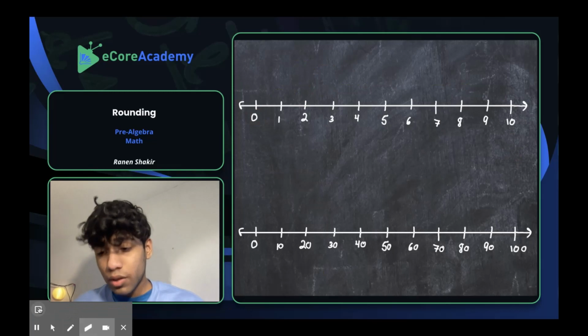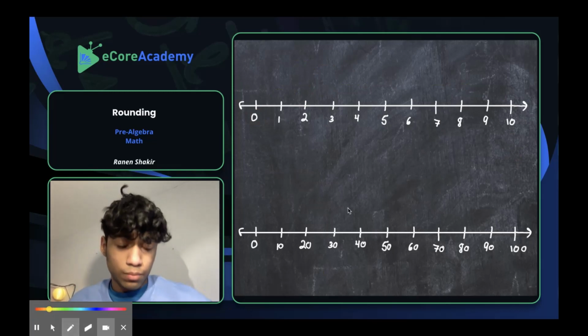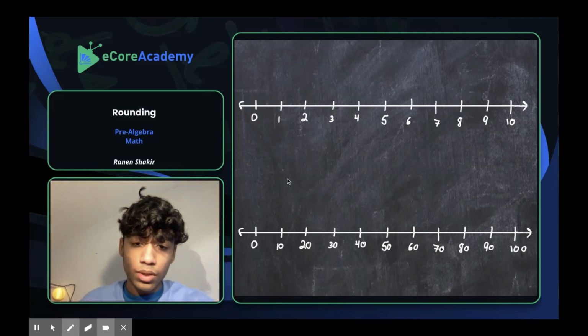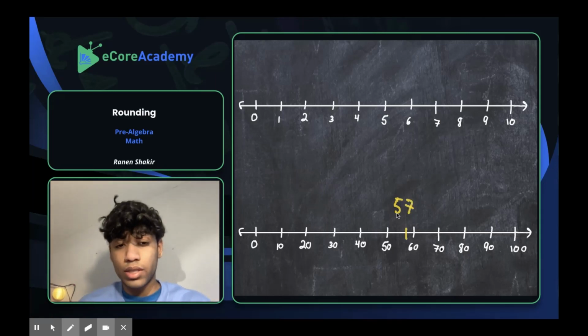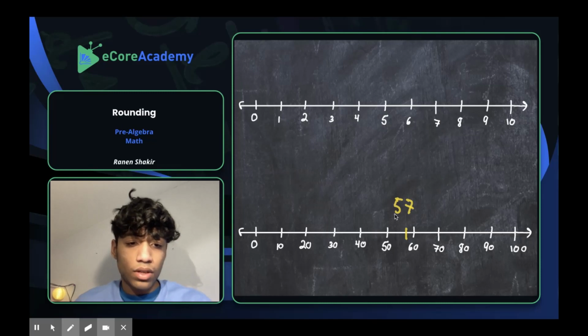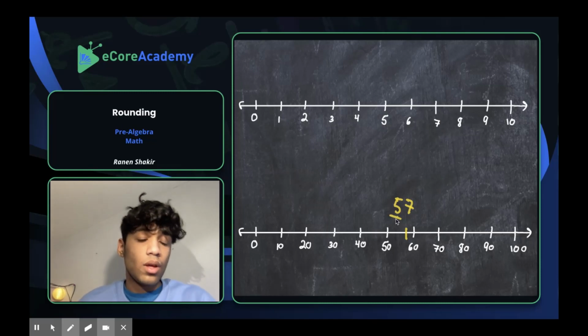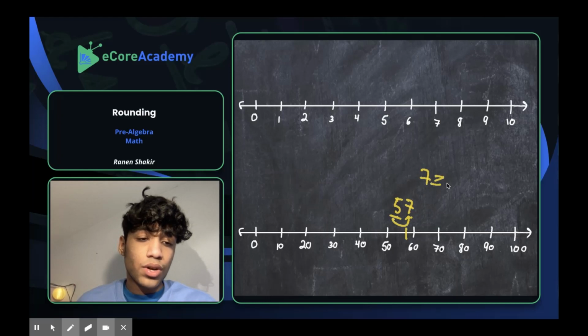Let's look at a little bigger number and see if this makes sense too. Let's look at the number 57. Let's say 57 is around here. So let's round 57 to the 10th place. We have 57, and our 10th place is the 5. We look right, and we have the ones place, which is 7. We know that 7 is greater than or equal to 5, which means we must round up.